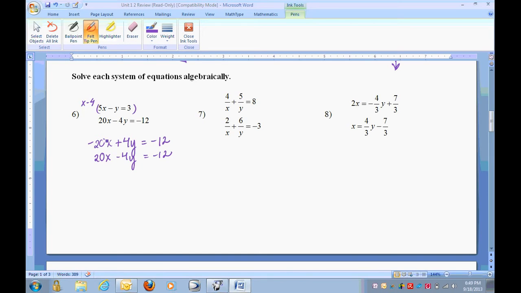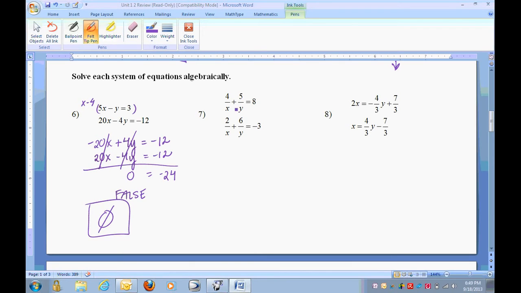And what happens here is the x's eliminate. That was the whole goal. And then you end up with 0, another 0 pair with the y's, equals negative 24. Well, this is a false statement. So the solution is the null set. There is no solution to this problem.